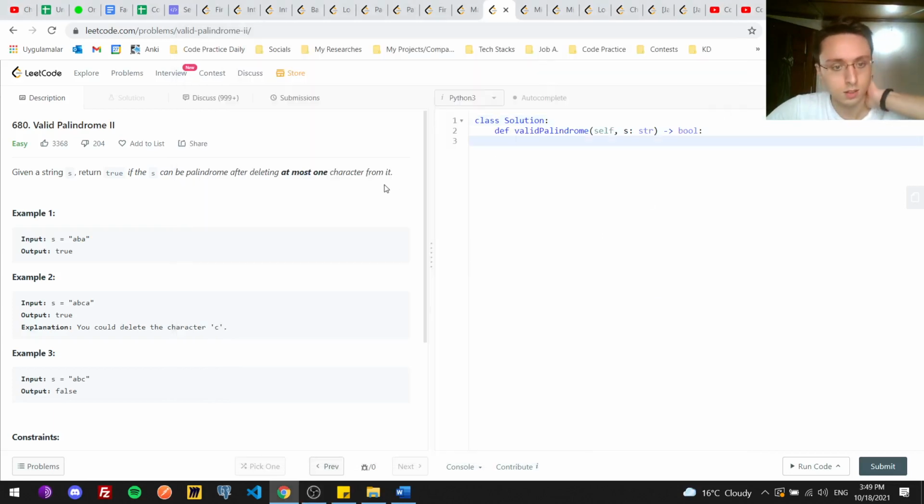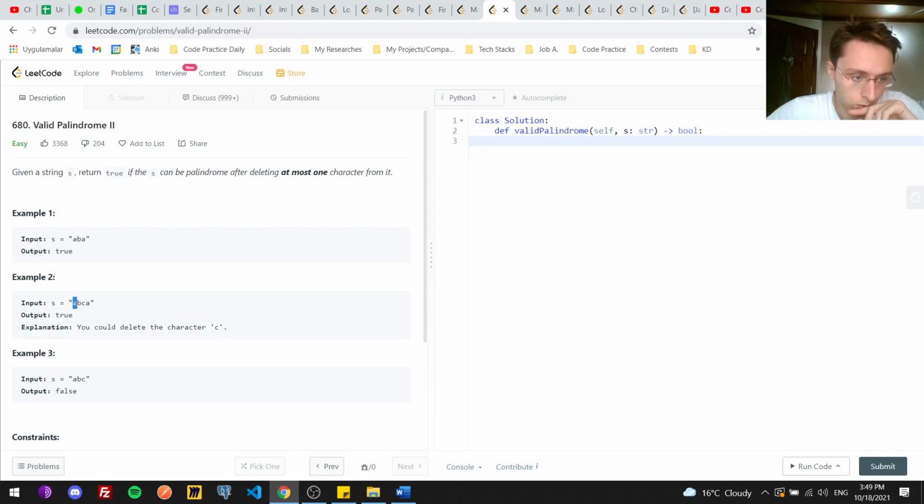Alright, let's look at this problem. Valid Palindrome II: given a string s, return true if s can be a palindrome after deleting at most one character from it. A palindrome is, as we know, when the last character and the first character are equal, and this continues to the middle. So in this case, we just check the last ones, or you can also start from the middle. It doesn't matter.